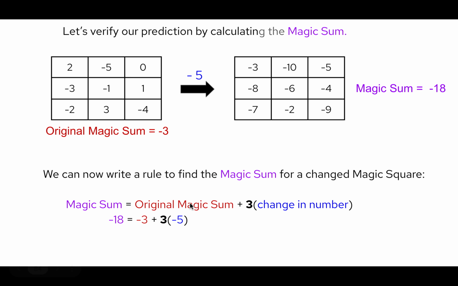Let's look at it this way. The magic sum is -18. The original was -3. We are going to use 3 numbers because it's a 3 by 3 square. And we're going to multiply it by the change, -5. And -18 equals -3 plus -15. And -18 does equal -18. So it looks like it checks out.